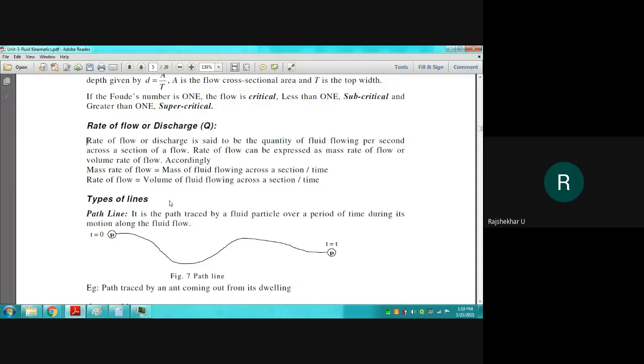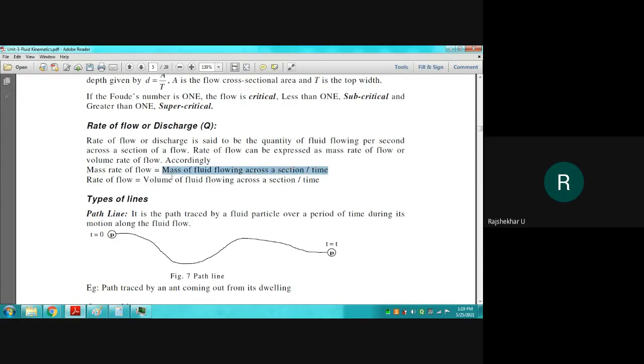So what is mass rate of flow? There, instead of measuring volume, we will measure mass. But again, it will be measured per second or per unit time. So what is mass rate of flow? Mass of fluid flowing across a section per unit time.